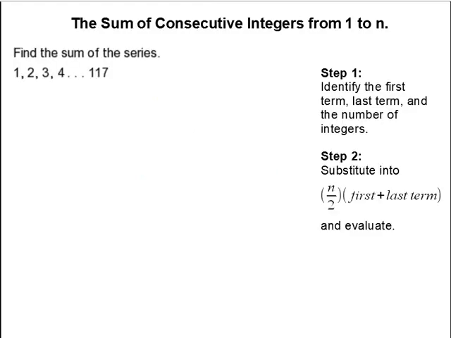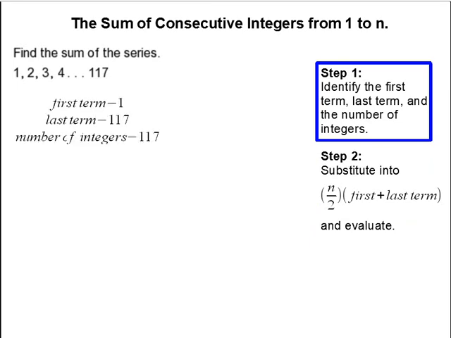The sum of consecutive integers from 1 to n. In this problem, we are going to find the sum of this series, and it's going to start from 1, and it's going to go to 117. So we know there are going to be 117 terms, and we need to add them all up. So the first step is to identify the first term, the last term, and the number of integers. So first term is 1, the last term is 117, and the number of integers is 117.